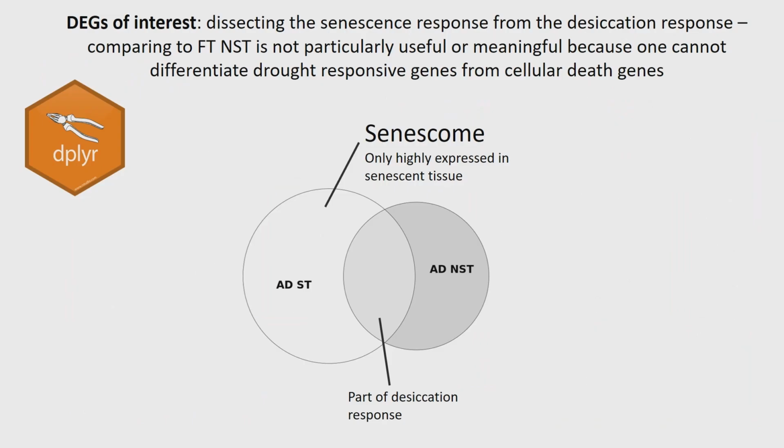So we wanted to dig into that a little bit deeper. Usually when people compare conditions with gene expression data, you compare it to the hydrated state, right? Because I had 3 different tissue types, that didn't really make sense for me, because if I compare my air-dry senescent tissue to my full turgor state, I'll be getting both genes associated with drying and genes associated with death, and how do I tease those apart? So I compared them to the non-senescent air-dry state, and dplyr was like my friend here.